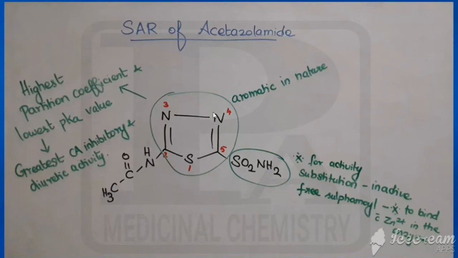And these heterocyclic sulfonamides, with the highest partition coefficient and lowest pKa value, give the greatest carbonic anhydrase inhibitory activity and diuretic activity. So what about the values? The partition coefficient value should be high and the pKa value should be low. Then only we can get the greatest carbonic anhydrase inhibitory activity and diuretic activity. That's all about the SAR of acetazolamide.